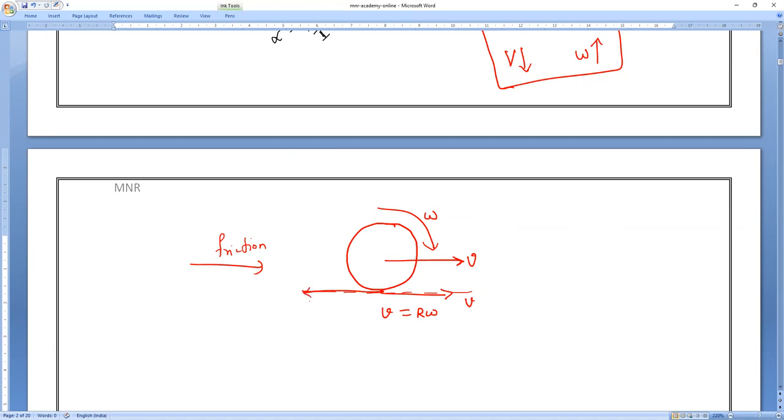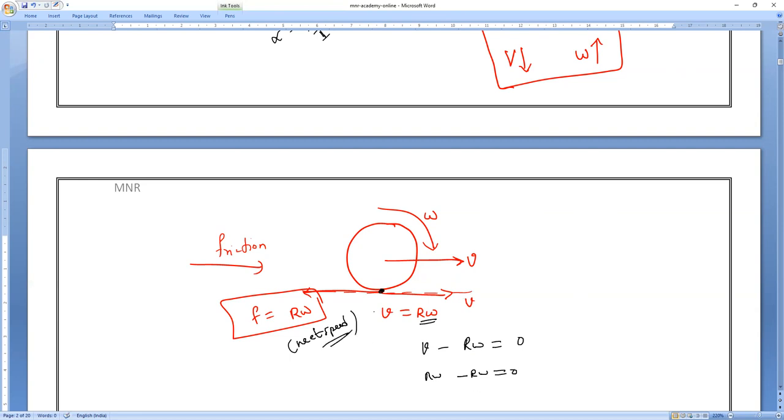And the velocity due to the rotation at the contact point is also equal to R omega. Am I right or wrong? Please respond, all of you. So if you take the net speed at the point of contact, what will it become? This is R omega and this is also R omega. V minus R omega is equal to zero. V means R omega and this is also R omega, so the difference is zero. So what is the net speed at the point of contact? Zero. Do you understand it?